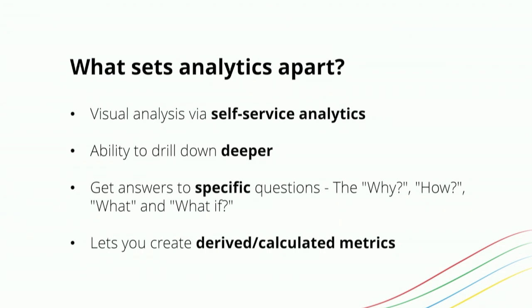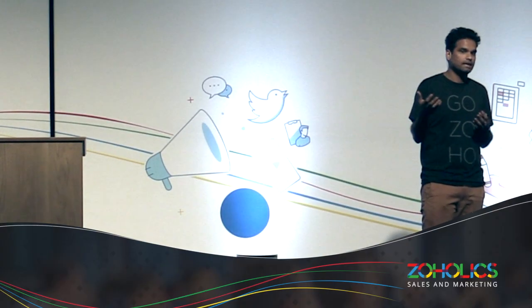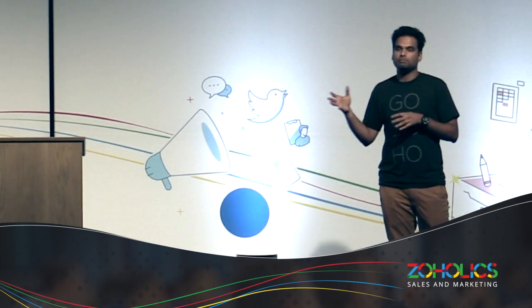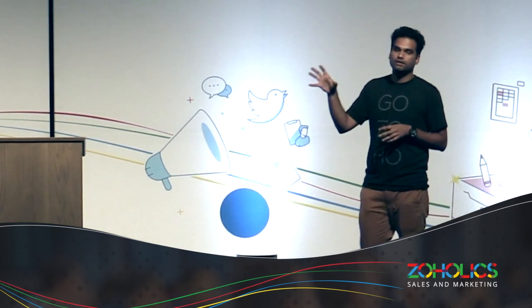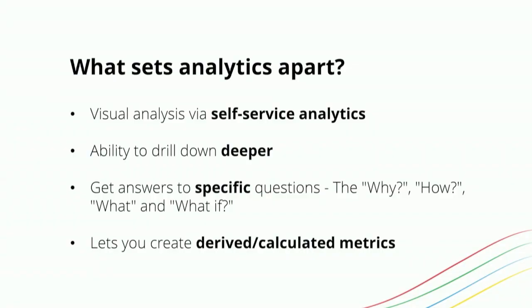For example, let's say I say your win rate or success rate in the East Coast is 80%. Now, what that means is you're able to win 8 out of 10 deals that you're working on in the East Coast. So this metric is calculated by dividing the total number of deals that you won by the total number of deals that you're working on, multiplied by 100. So it gives you an idea of how likely you are to win that particular deal. So these are some of the aspects that really set analytics apart.